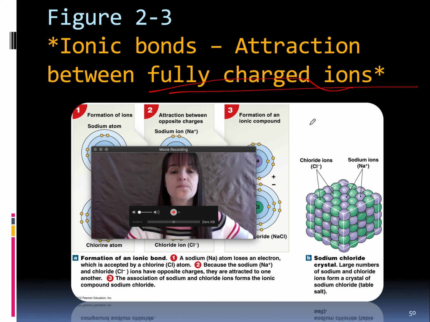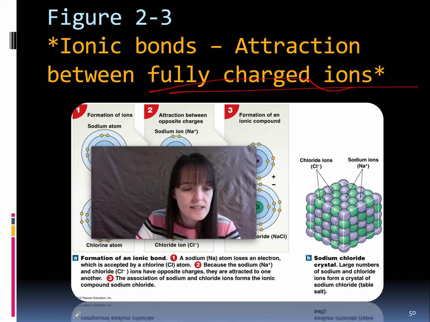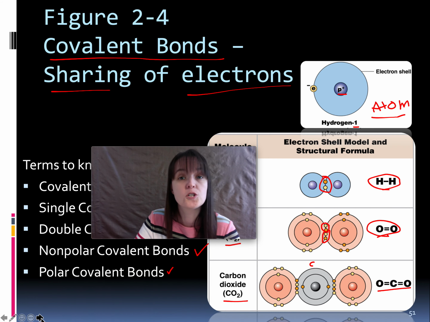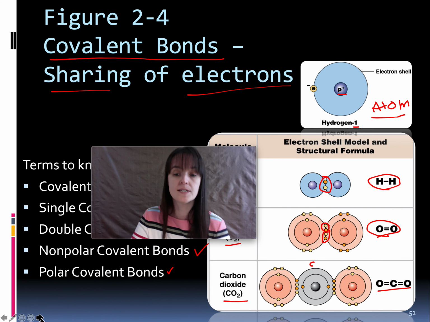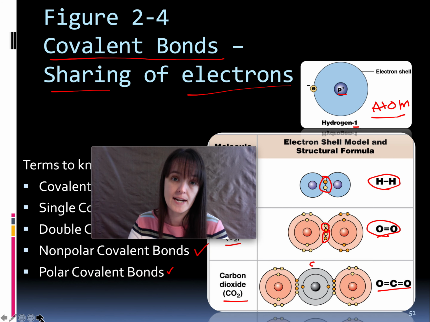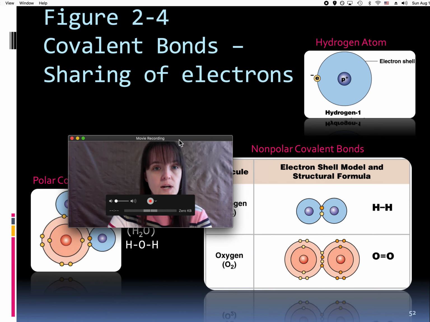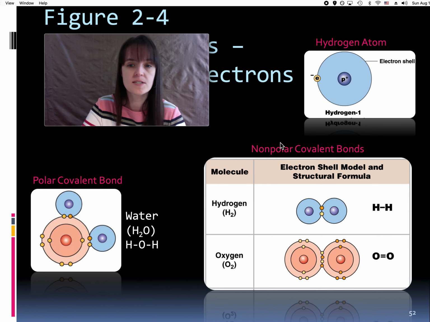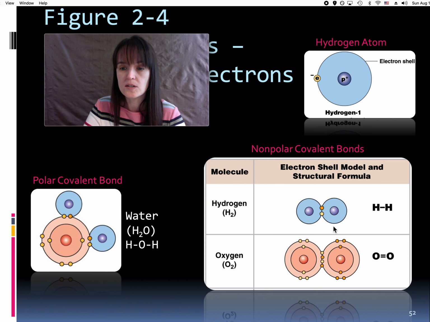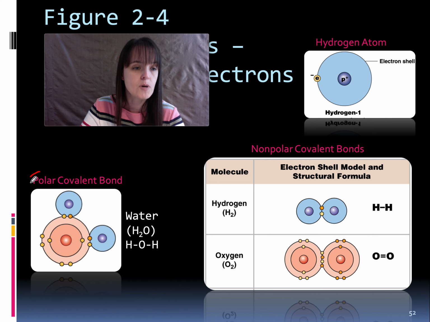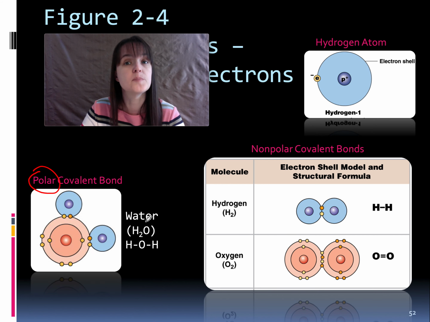Okay, cool. And now we're creating partial charges. So we will have a different type of reaction that will be attractions between partial charges, and we'll cover that next. So covalent bonds are sharing of electrons. These are non-polar because the electrons are all shared equally.